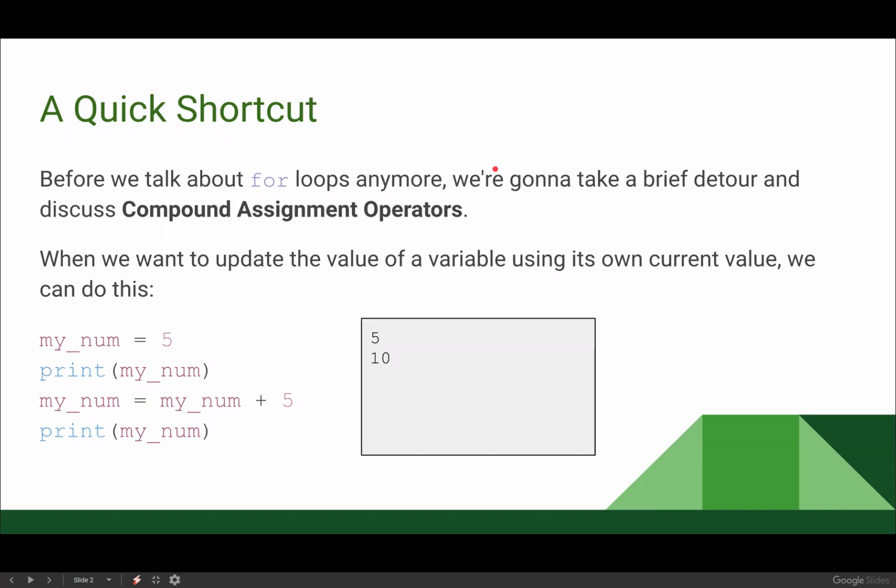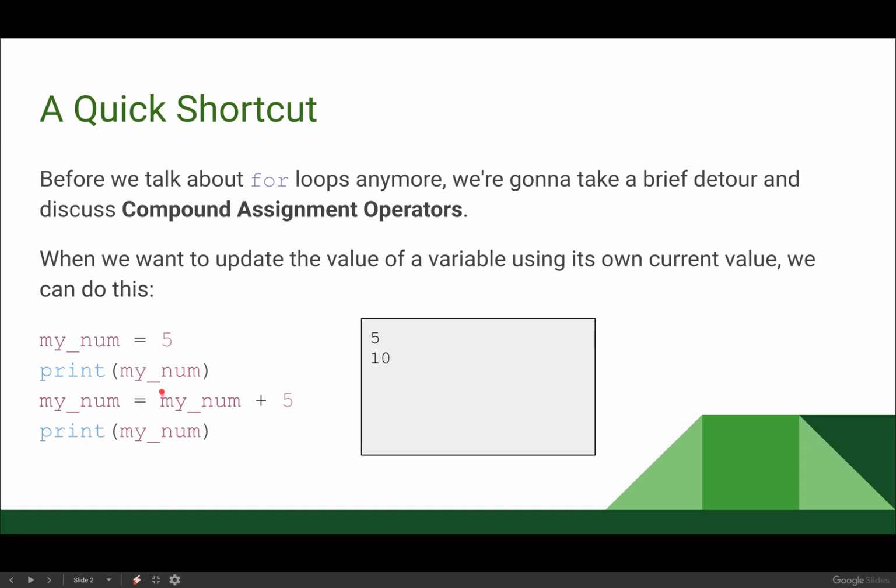And before we talk about for loops, real quick, we're going to take a brief detour and discuss a topic called compound assignment operators. So when I want to update the value of a variable using its own current value, you can totally do that. So if I have a variable called mynum equaling 5, I can print it. I'll see 5. If I say mynum equals mynum plus 5, I'm going to use the current value of mynum, 5. 5 plus 5 is 10. Then we're going to use that value and assign it to our variable.